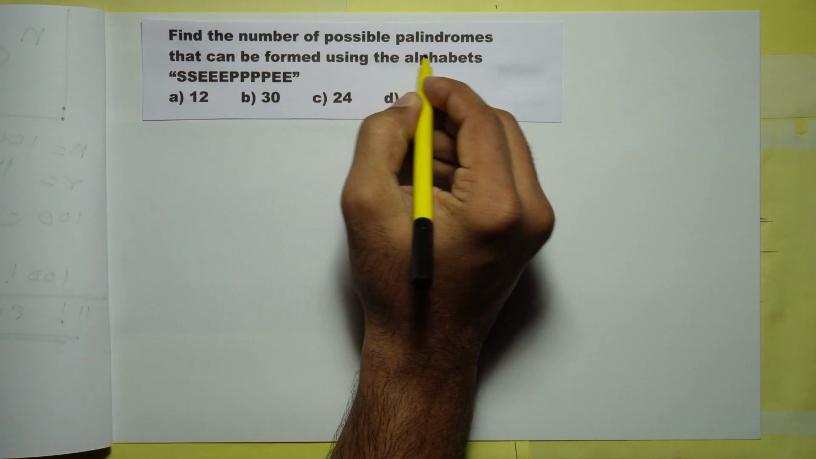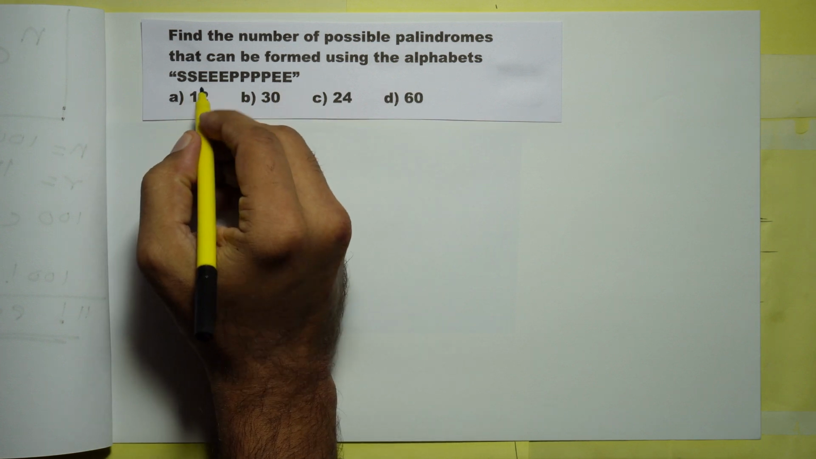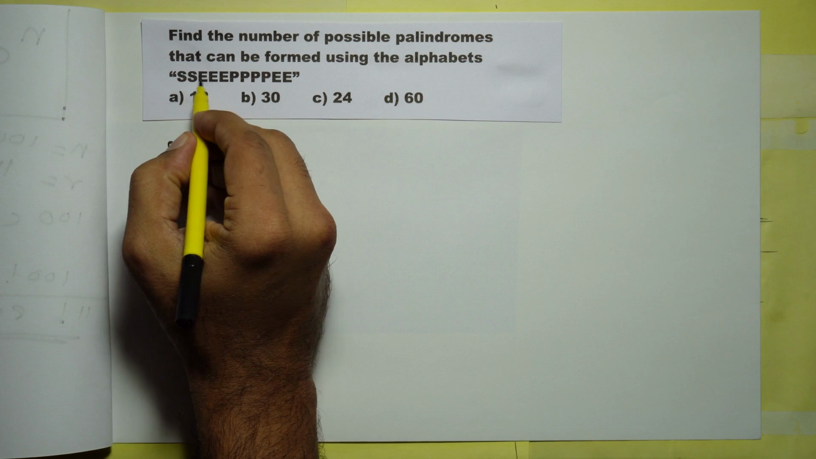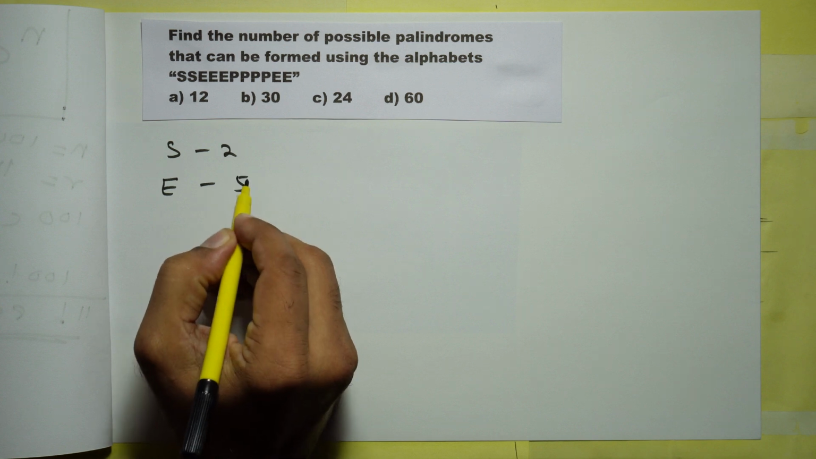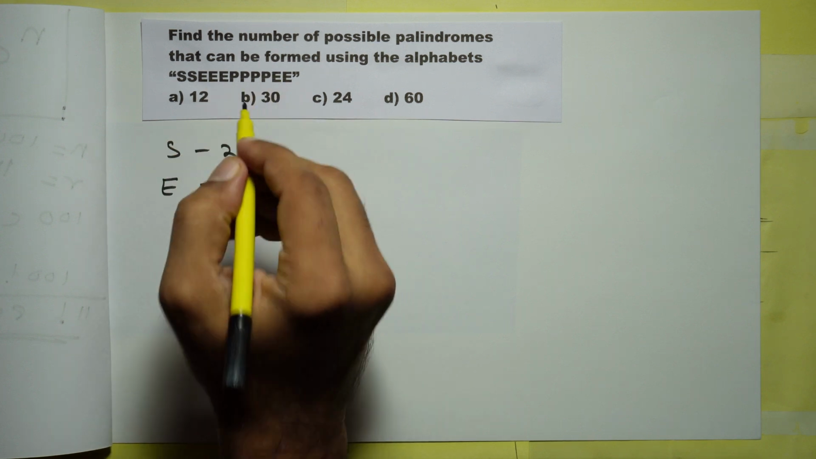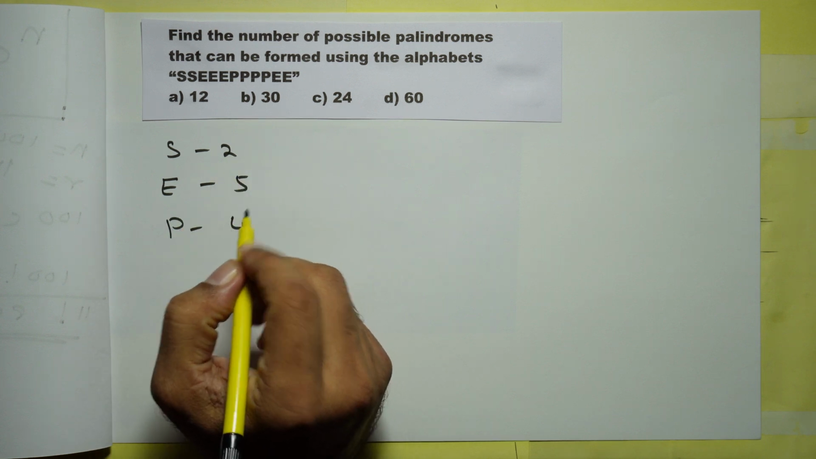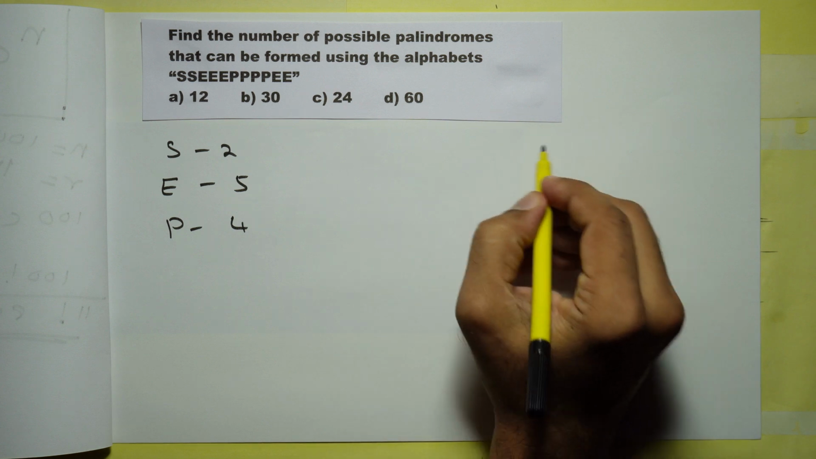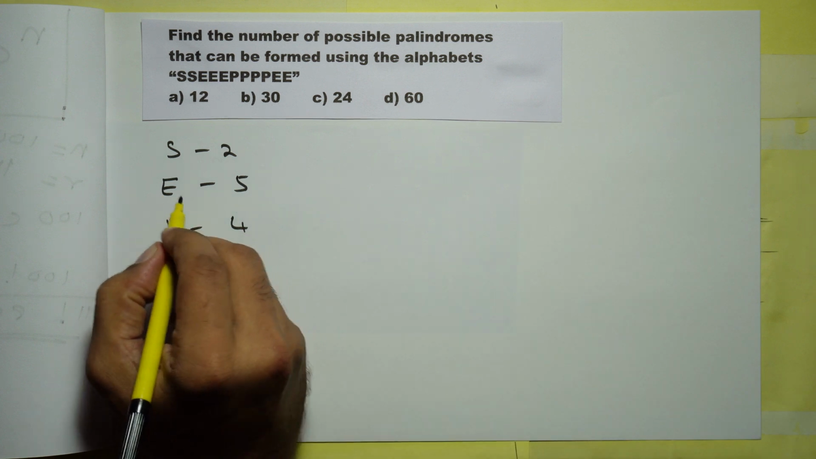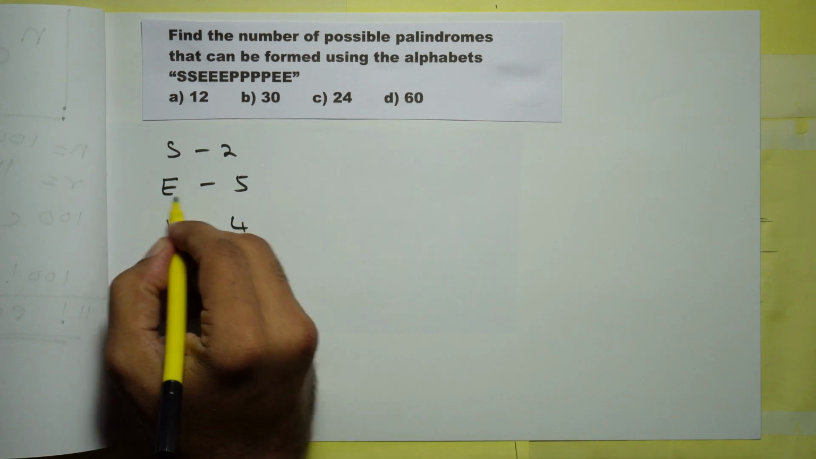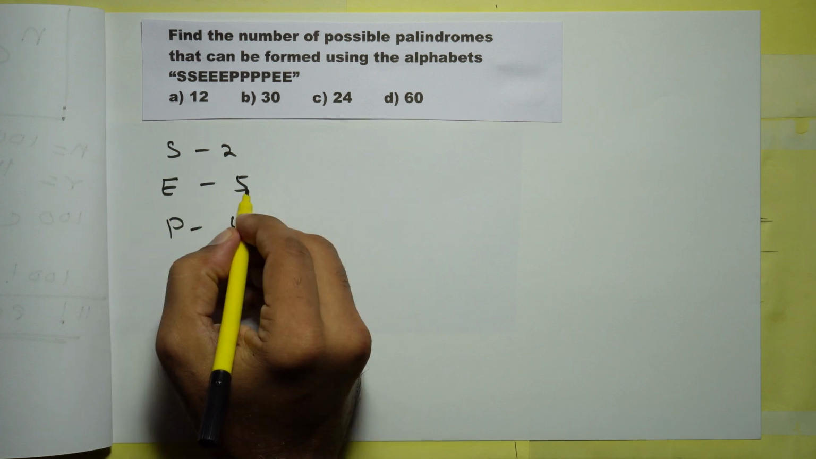Find the number of possible palindromes that can be formed using these alphabets. So if you look at these alphabets, 2 S are there, then 3 E's here and 2 E's here. So E altogether 5 of them, and 1, 2, 3, 4 P's are there. So altogether how many palindromes are possible? A palindrome is a word, whether you read from the left or from the right, the spelling will be the same. Now here you have an odd number of E's. Since you have an odd number of E's, one E will be in the middle. That is the only way in which you can form a palindrome.